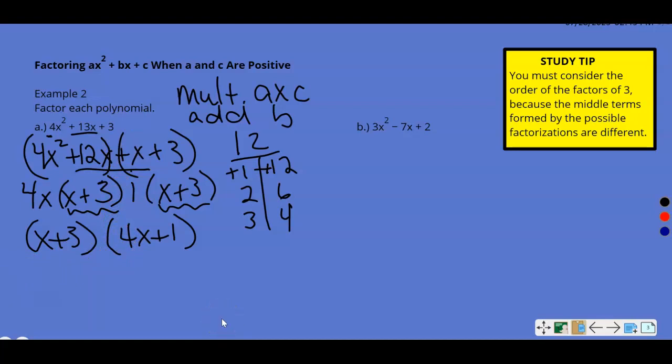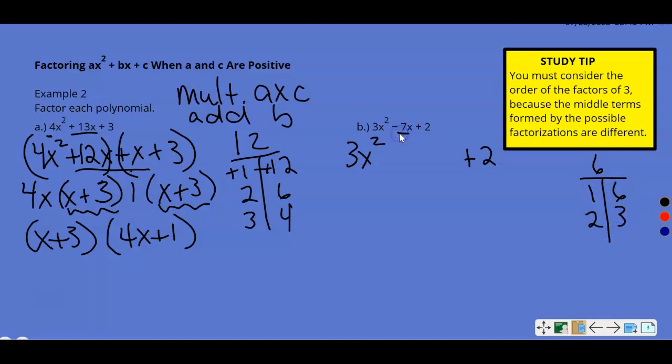So let's look at another example, 3x squared minus 7x plus 2. First thing, I'm going to bring my 3x squared down, and I'm going to bring my 2 down. Then I'm going to have to factor this. So I need to do a times c. 3 times 2 is 6. Find my factors of 6: 1 and 6, 2 and 3.